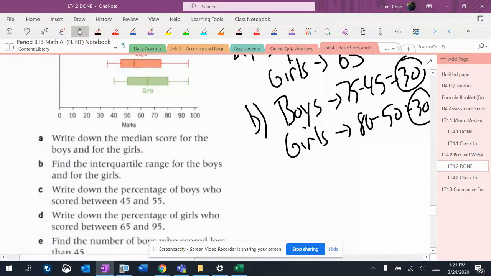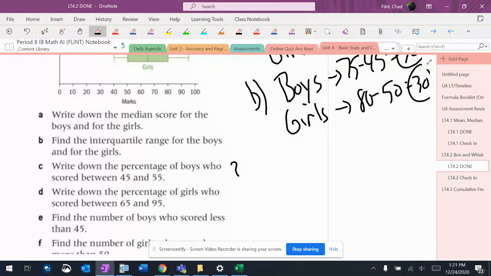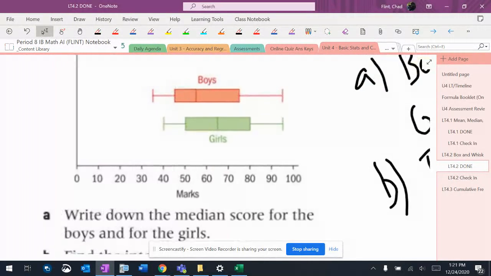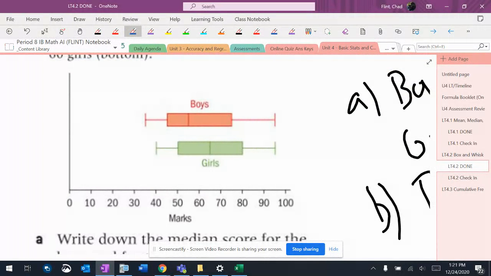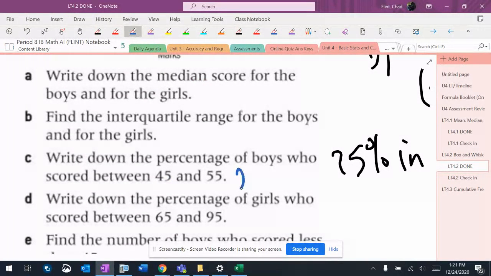All right, so now write down the percentage of boys who score between 45 and 55. This is where you have to remember that there's 25% in each section. Okay, so I'm going to go up to the boys. I'm going to find 45 and 55. So 45 is here. 55 is here. So that's one section of the graph. That means there's 25% in that section. All right, so the percentage between those is 25%.